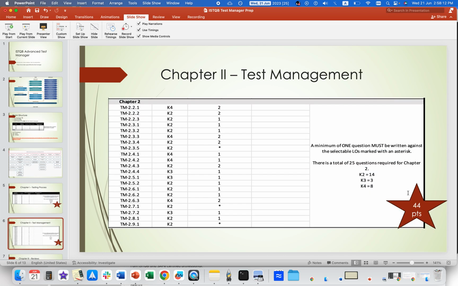so we can get as many marks as possible in the exam. Then in chapter 2, test management, this is the biggest chapter actually guys out of all 7 chapters, and there are total 25 questions here, and K2 14, K3 3 and K4 8. These are the number of questions per the K level distribution, and you can expect 44 points from this chapter. So you know that this chapter is really important. You need to put really good focus in learning this chapter, because this is the biggest and the most maximum number of points are coming from this chapter.